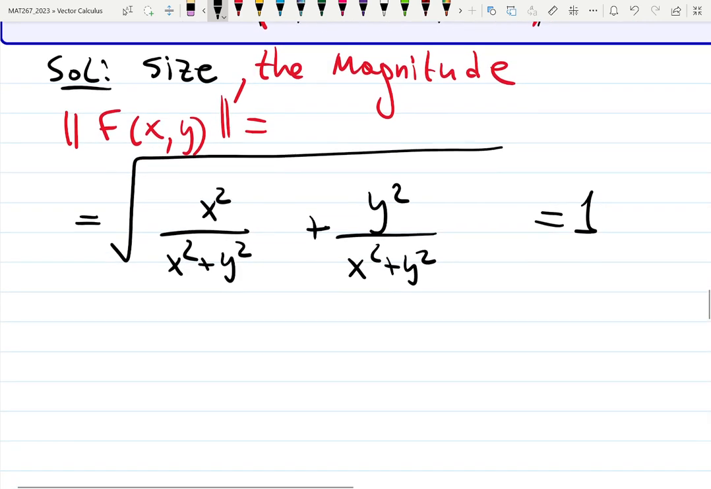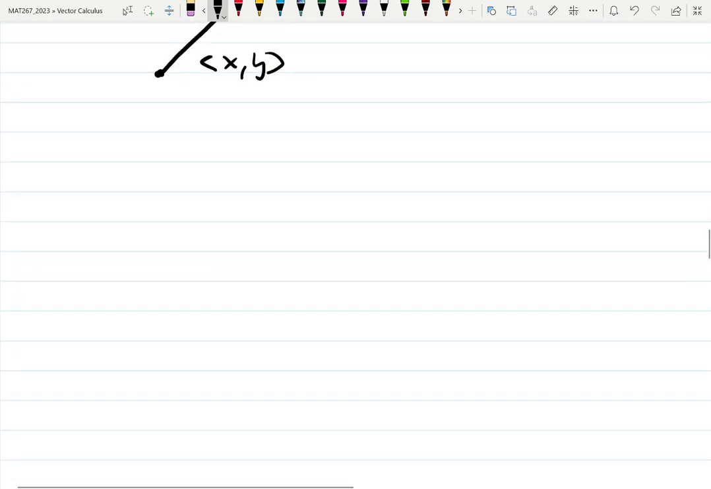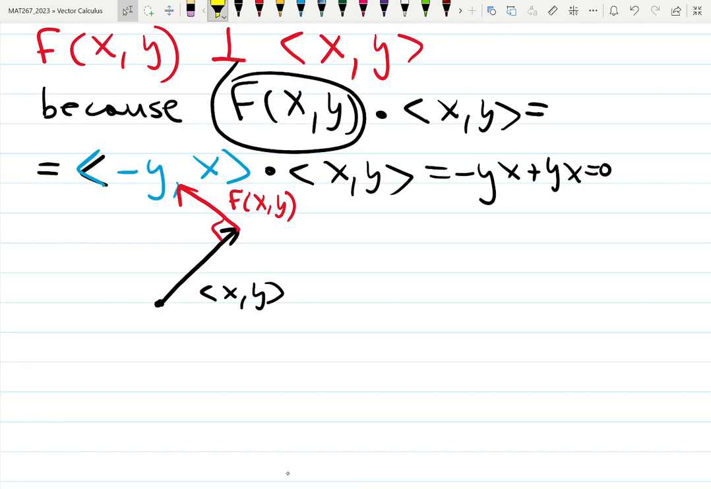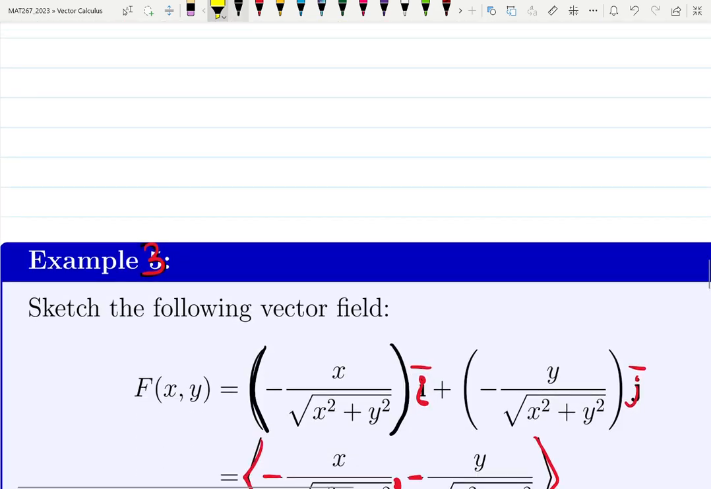That's pretty cool. F of x, y, they have length 1. That's pretty cool. And now you try to figure out some kind of relationship, like where do they point? Let's compare, just like last time, when we multiplied by the classical vector x, comma, y to see the relationship, and we found it was a perpendicular relationship. Here, let's multiply and see the relationship as well.